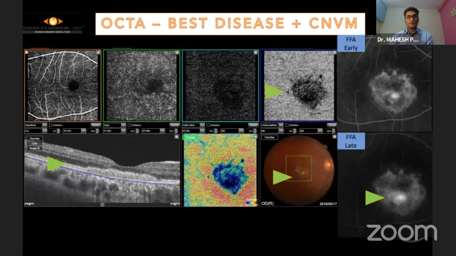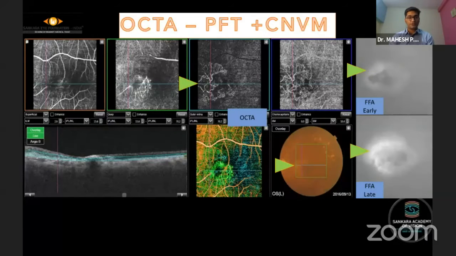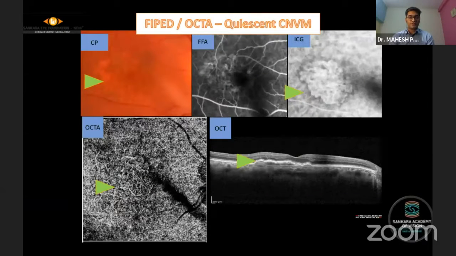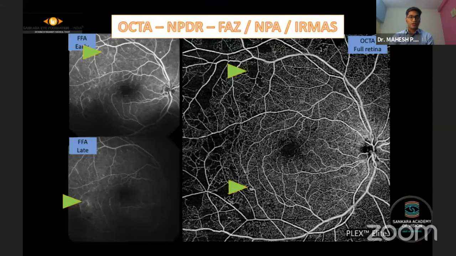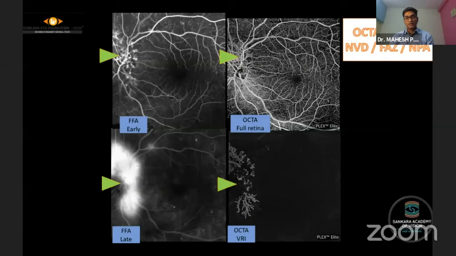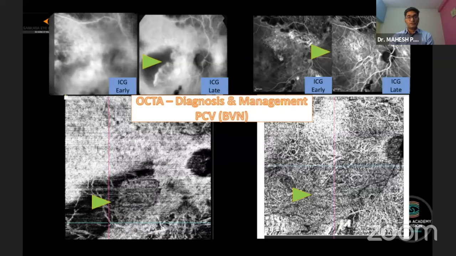So what is the present relevance and utility of it? To identify CNVMs in cases where it is not very obvious, like in Best disease, in PFTs, and the quiescent CNVM, which does not show us any structural changes like intraretinal fluid. OCTA is also helpful in understanding vascular diseases like diabetic retinopathy and vein occlusions, for FAZ, non-perfusion areas or IRMAs, and very well structurally delineated new blood vessels, which do not show any leakage. It helps in diagnosis and management of PCV or BVNs, which are very well seen.